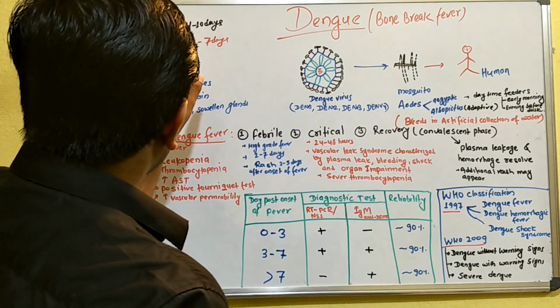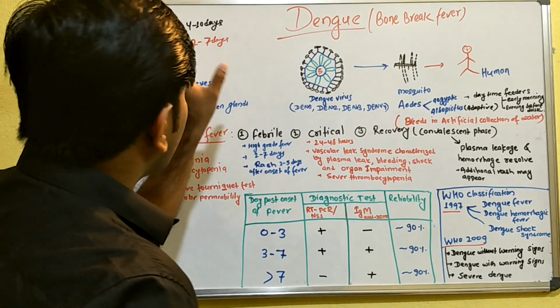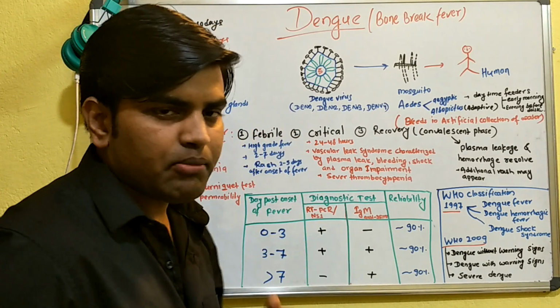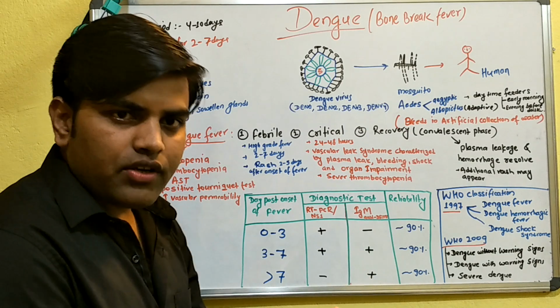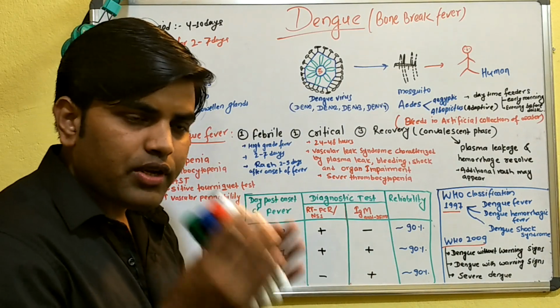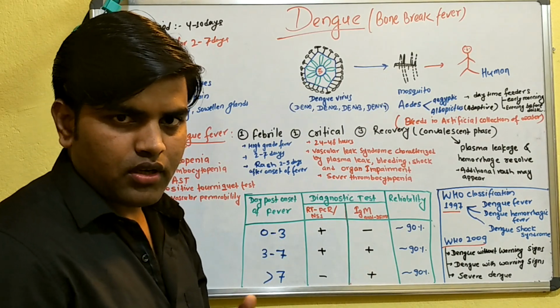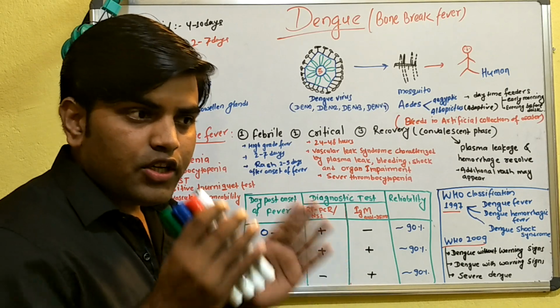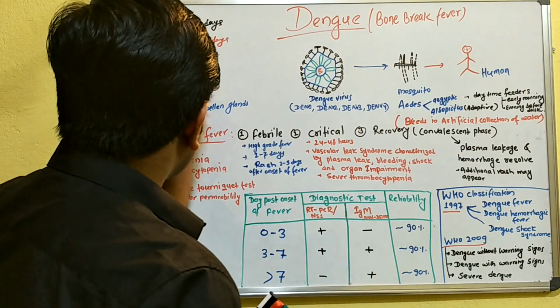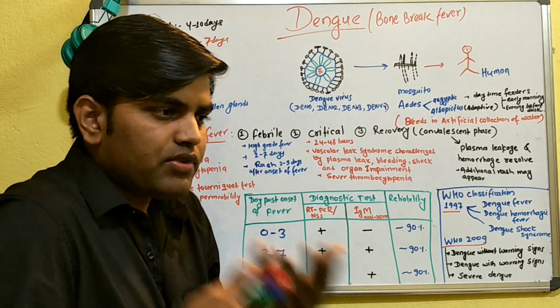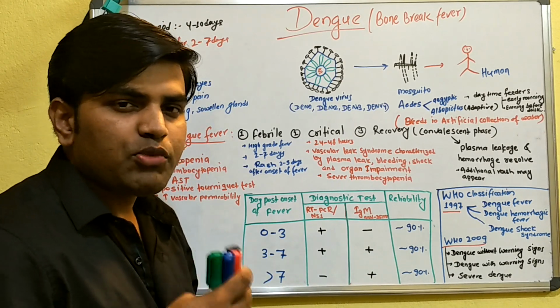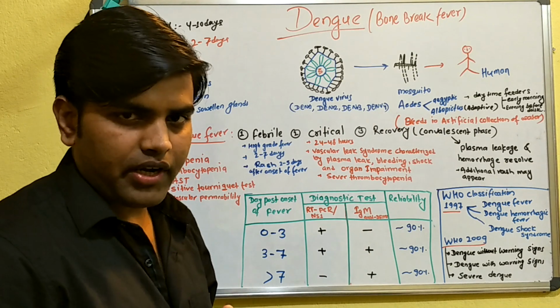Look, the incubation period is 4 to 10 days. What does that mean? That means that when a mosquito bites you, after the bite, 4 to 10 days will be taken to develop the symptoms. So 4 to 10 days is the incubation period, and symptoms last for 2 to 7 days. Once you have started the fever, your symptoms will last for 2 to 7 days, and we'll talk about it.